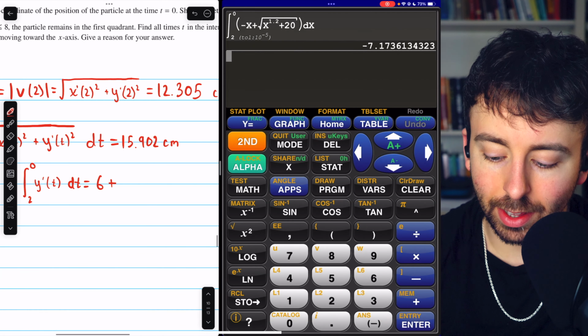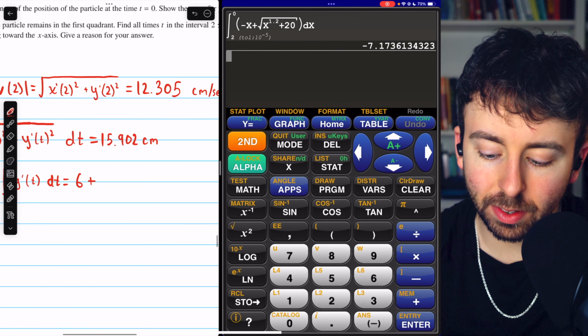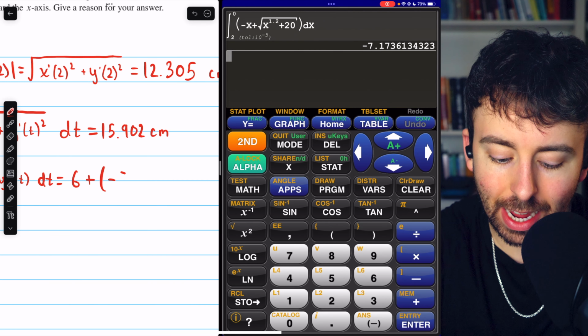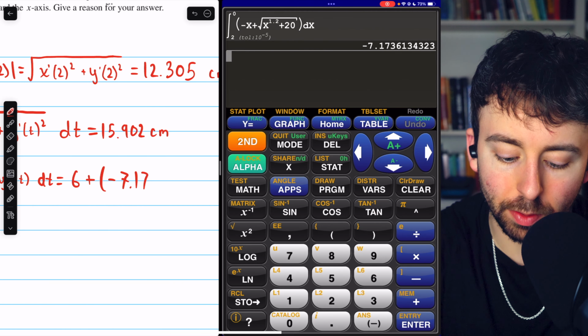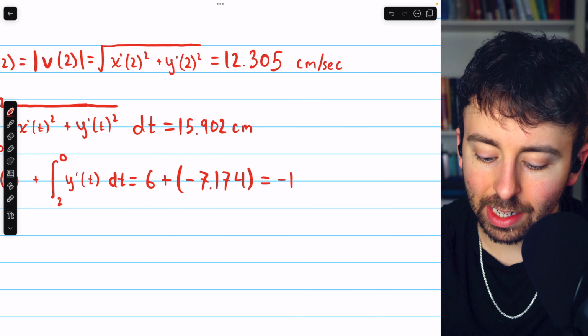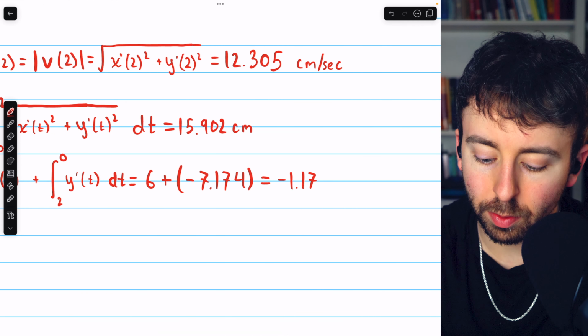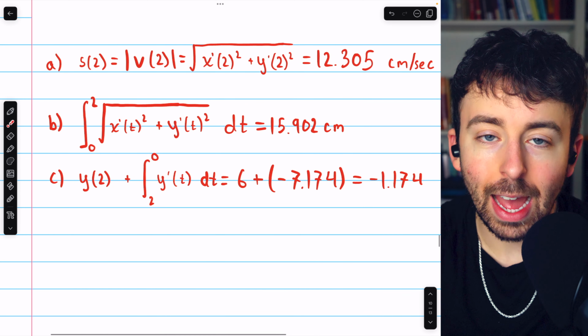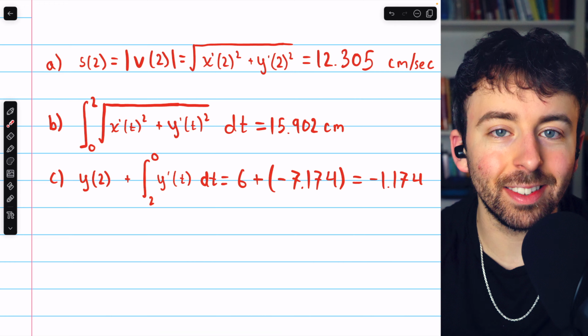Plugging this integral into the calculator, we get negative 7.174. So 6 plus negative 7.174 is negative 1.174. So that's the approximate y-coordinate of the particle at time t equals 0.